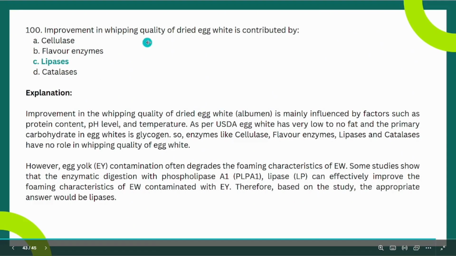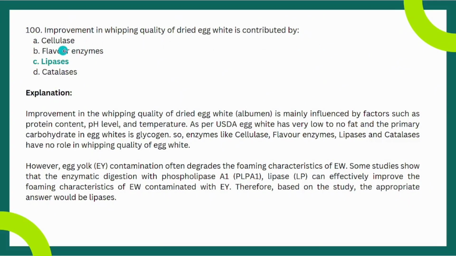Last question. Improvement in whipping quality of dried egg white is contributed by? The answer given is lipases. Actually, none of the options is the correct answer. I will say why. See the explanation. The whipping quality of dried egg white, which is nothing but albumin, is commonly influenced by factors such as protein content, pH levels, and temperature. As per the USDA, egg white has very low to no fat, and the primary carbohydrate in egg white is glycogen. So, enzymes like cellulases, flavor enzymes, lipases, and catalases have no role in the whipping quality of egg white.